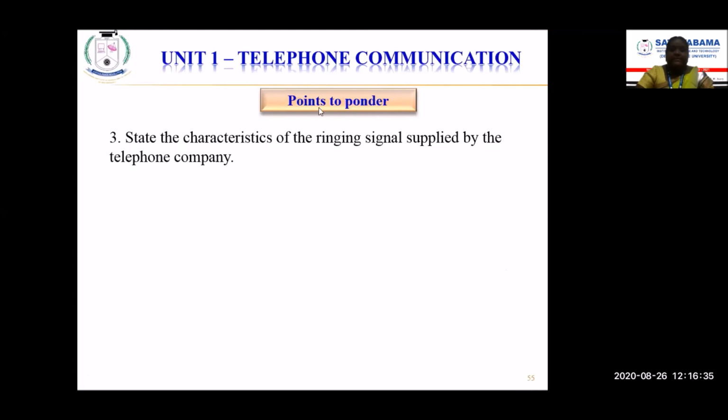Can anyone answer? When they ask about the characteristics, you just have to specify the voltage level of the signal, as well as the frequency range of the signal. So when you talk about the characteristics of any signal, you should be talking in terms of its frequency and the voltage level. 60 to 105 volt.